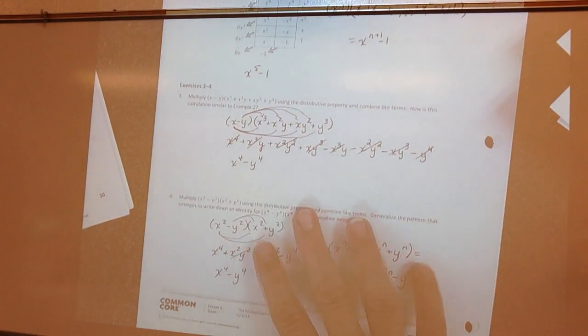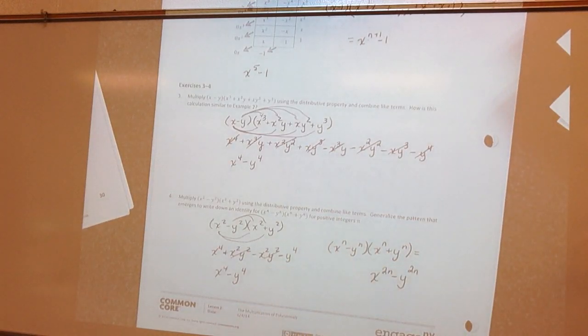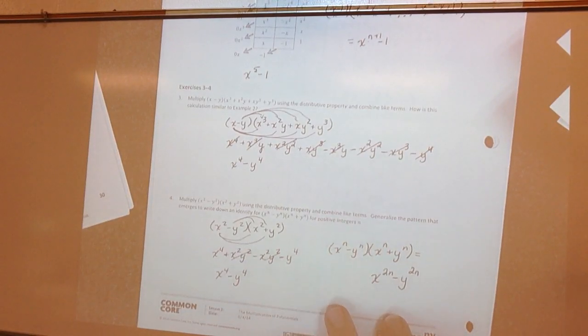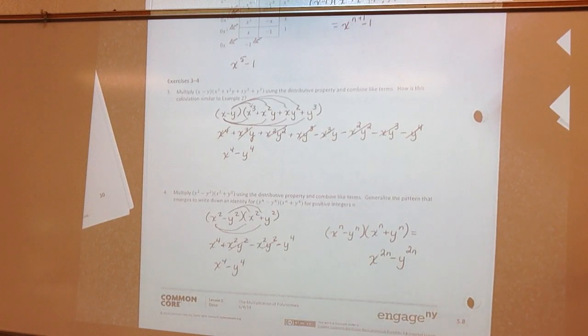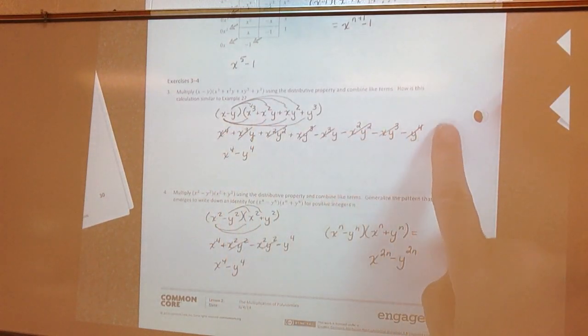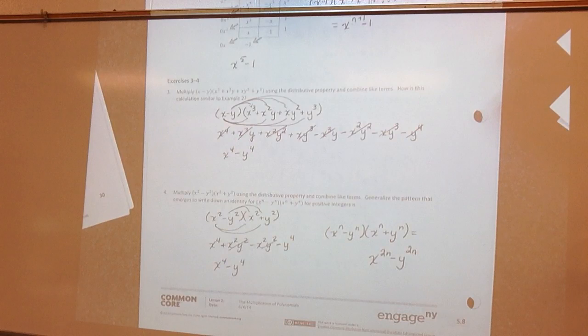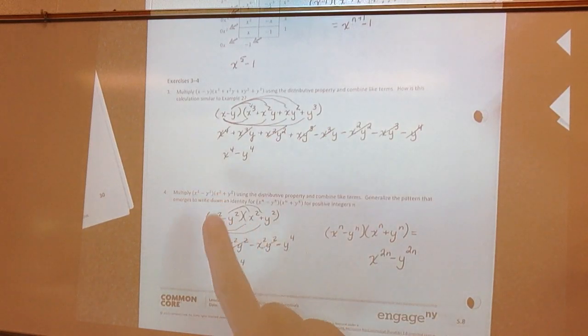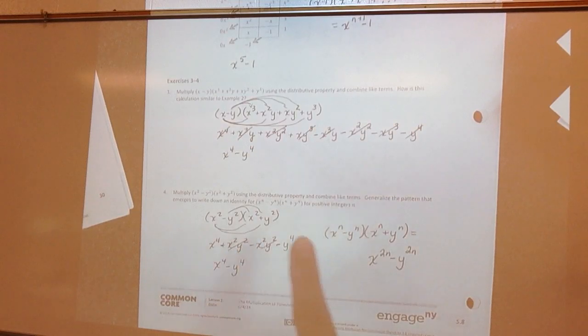Alright? Looking at number 3 and number 4. Number 3 wanted us to multiply. So what we did is we're multiplying that x times everything and that negative y times everything, and we end up with x to the fourth minus y to the fourth. Now what we're doing is we're multiplying x squared minus y squared times x squared plus y squared. Using the distributive property, we do that, and we end up with x to the fourth minus y to the fourth.